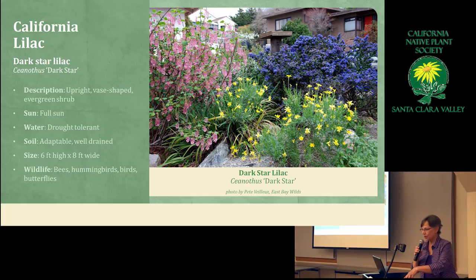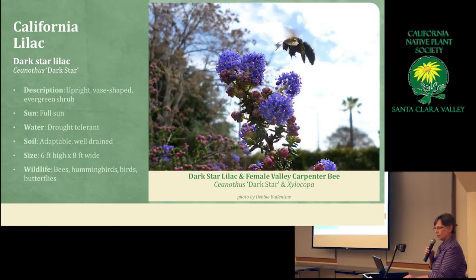Okay, Dark Star. Mine starts to bloom in February, so it's really late winter, very early spring. It's usually covered in honeybees and carpenter bees and some little tiny itty-bitty bees that I don't know what they are. Dark Star, after it's established, prefers no summer water. I've heard that you can kill them if you water them in the summer. I don't know, anybody else have a different experience with that? It's a carpenter bee.